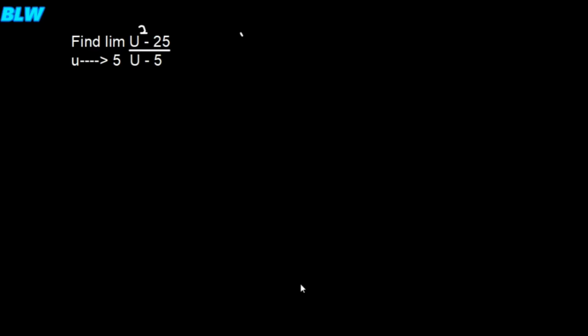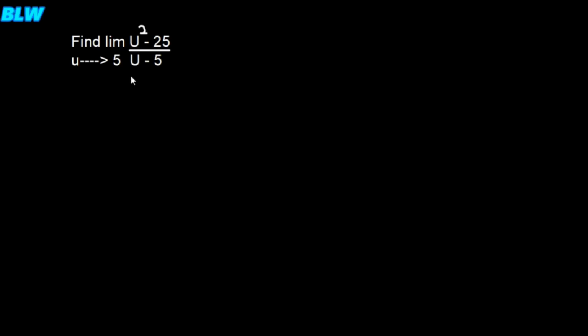You see that for this question, if you put 5 in directly, you will get 0 over 0. This tells you that it is indeterminate. You can't determine the limit because you don't actually know the answer for 0 over 0. So for us to be able to determine this limit, you have to break this down so that it will be easy for us to get our limit.